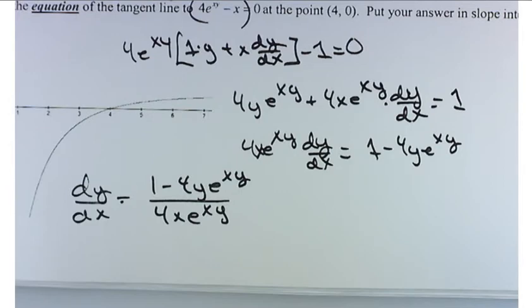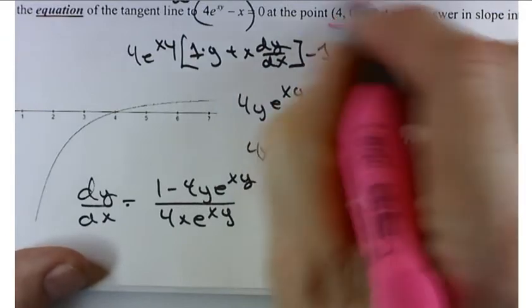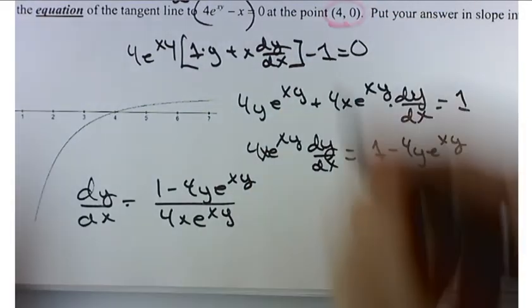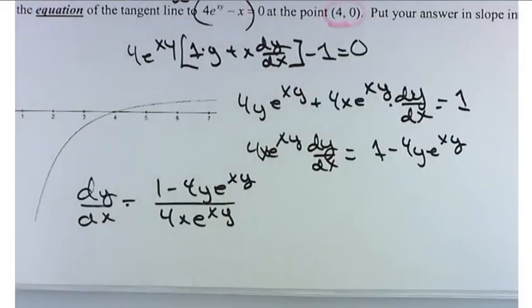So 1 minus 4y e to the xy over 4x e to the xy. And whew, get out the oxygen mask. There's our derivative. We're not done. We need to find the slope of the tangent line. Because this problem's a little bit different, because it's involving implicit differentiation, I gave you not only the x-coordinate, but I gave you the y-coordinate. And you're going to need both of them.